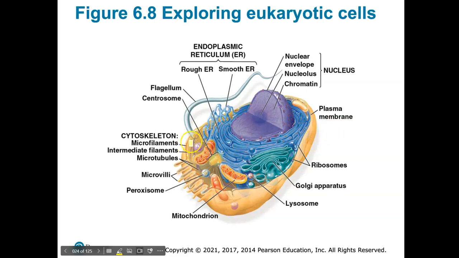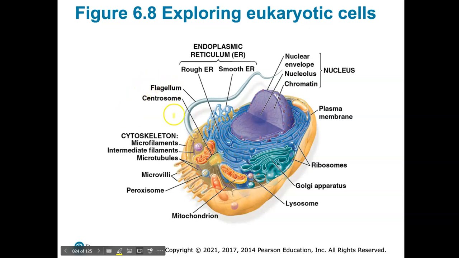And let's see, we also have these protein fibers or filaments called the cytoskeleton. There are 3 different types: microfilaments, intermediate filaments, and microtubules. We see folds in the surface of the plasma membrane called microvilli, and the purpose of microvilli is to increase the surface area of the plasma membrane even further, maybe for absorbing nutrients.